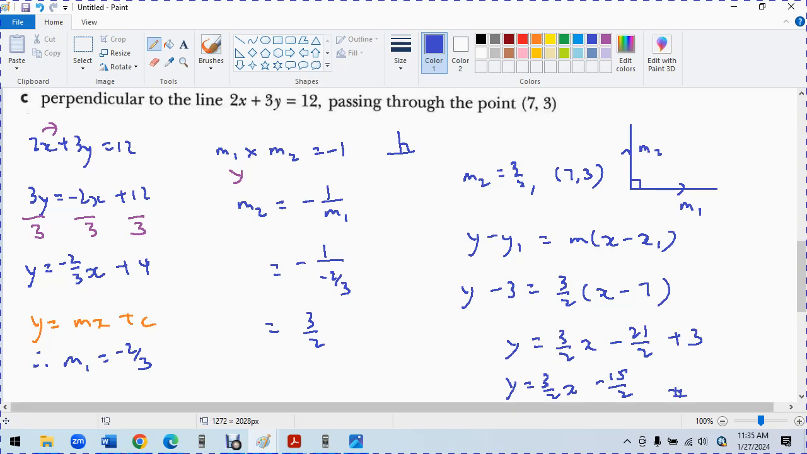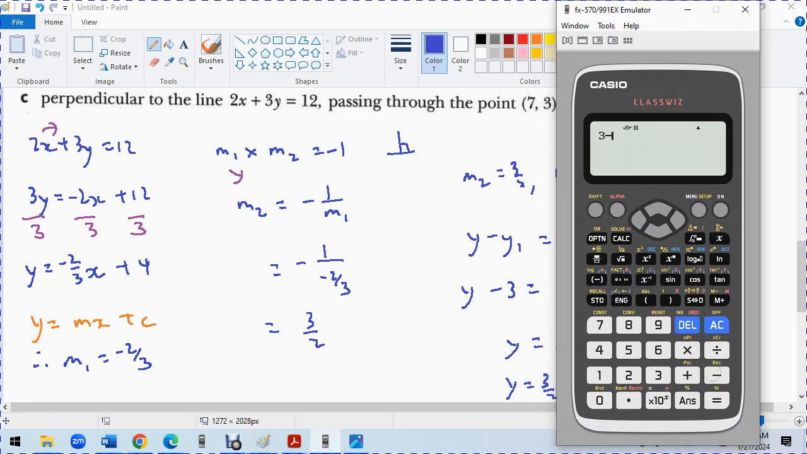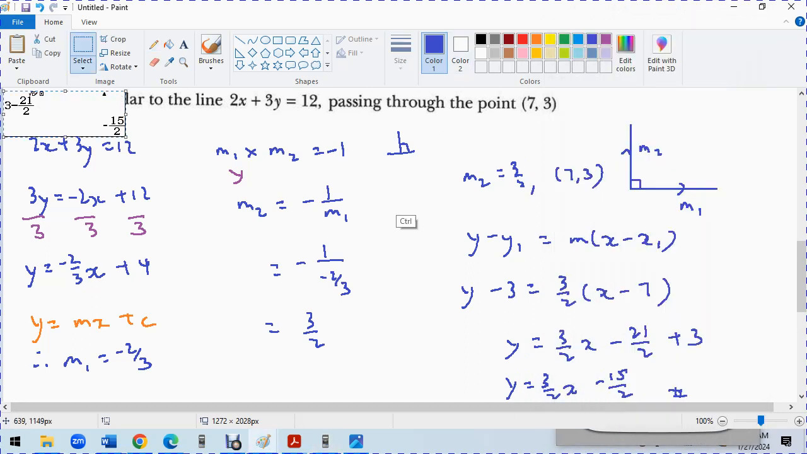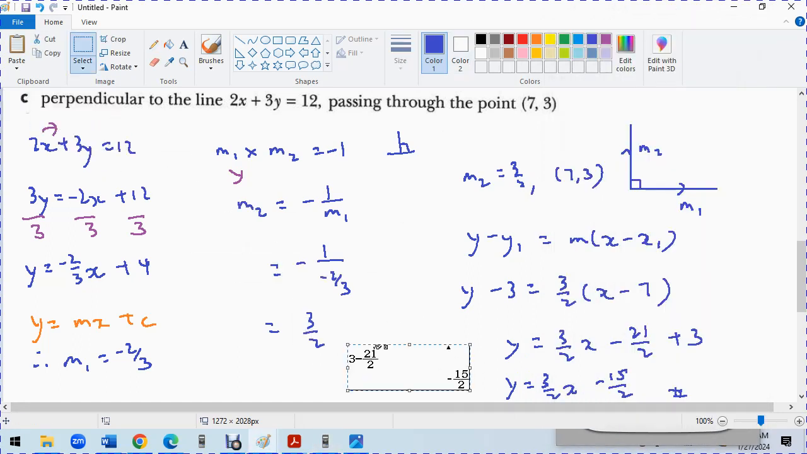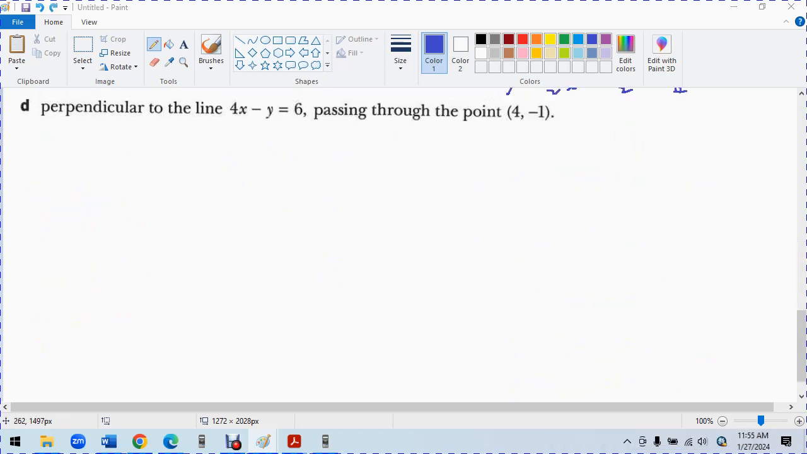So we have 3 minus 21 over 2, that is negative 15 over 2. What I did here is change it so that their denominators are the same, both 2. So negative 21 plus 6 is negative 15. Okay, so this is perpendicular to the line and passes through this point.